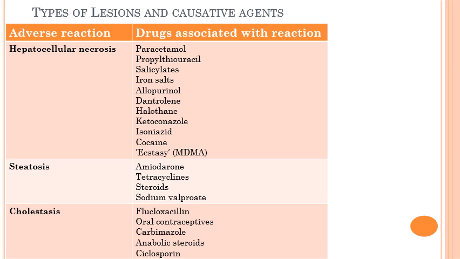The last is the cholestasis, that is the inflammation of the bile ducts and suppression of the bile flow or the stoppage of the bile flow. This can be caused by flucloxacillin, oral contraceptives, carbimazole, anabolic steroids, and cyclosporin.